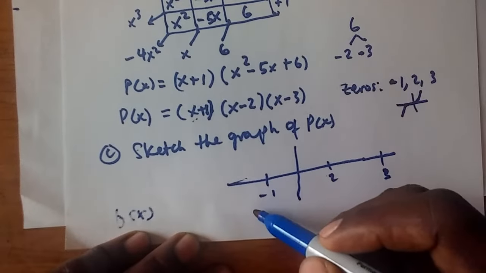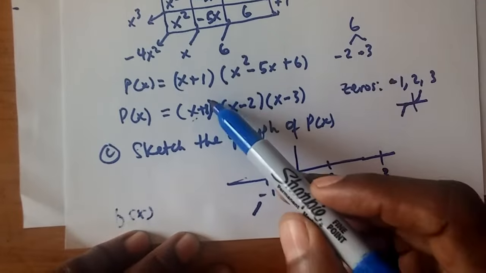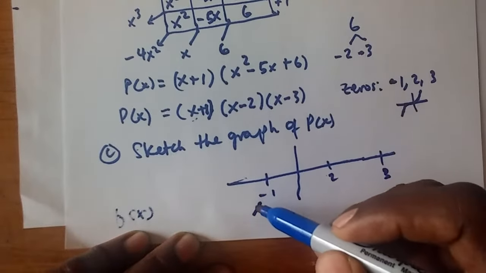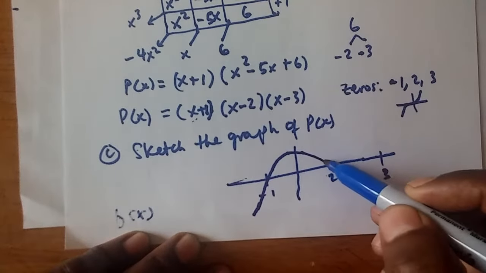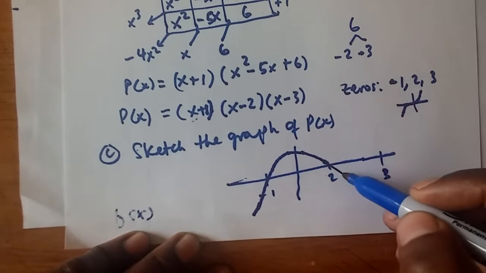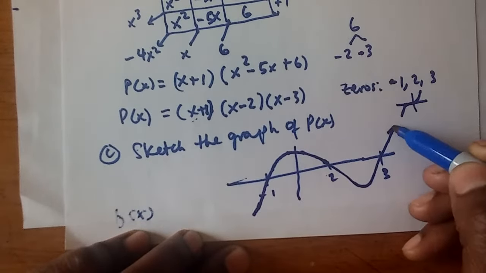So we need to start from negative infinity, and the multiplicity of each factor is 1, 1, and 1. So it just goes straight through like that, gets to the local maximum, and then comes back again, gets to the local minimum, and then continues again. This will be the graph.